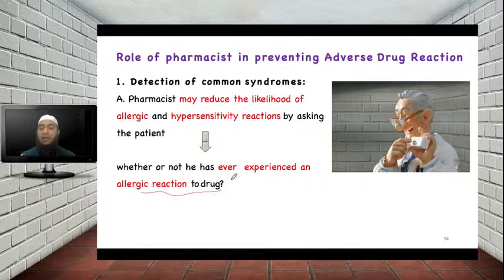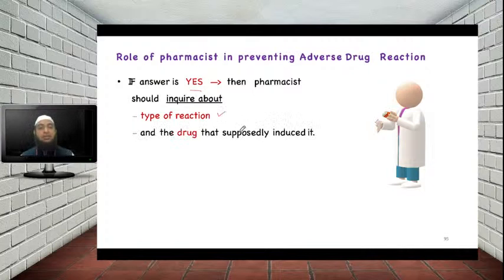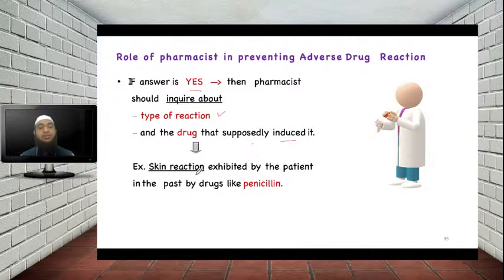If he experiences any allergic reaction to a drug, then what can the pharmacist do further? If the answer to the question is yes, then the pharmacist should do further inquiry. He can inquire about the type of adverse drug reaction or type of hypersensitivity reaction he suffered from, and the drug that supposedly induced it. Maybe like the example I have just quoted, the skin reaction exhibited by the patient in the past with a drug like penicillin. So this is just one example.